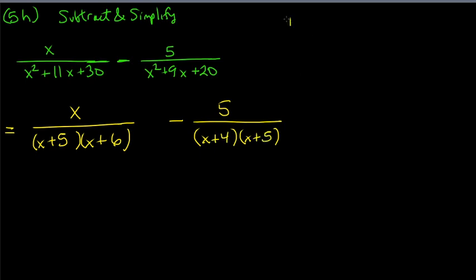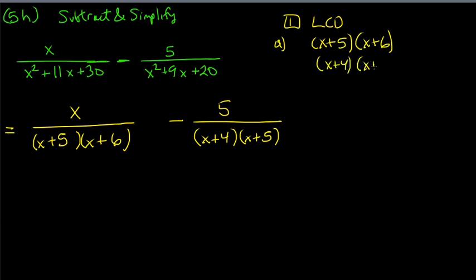Okay, so what is the LCD here? We have two denominators. One is x plus 5, this is part A, times x plus 6. The other denominator is x plus 4 times x plus 5. So putting them all together, the LCD is x plus 4, x plus 5, x plus 6.